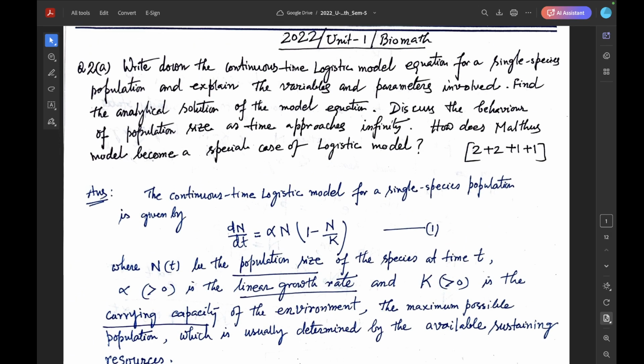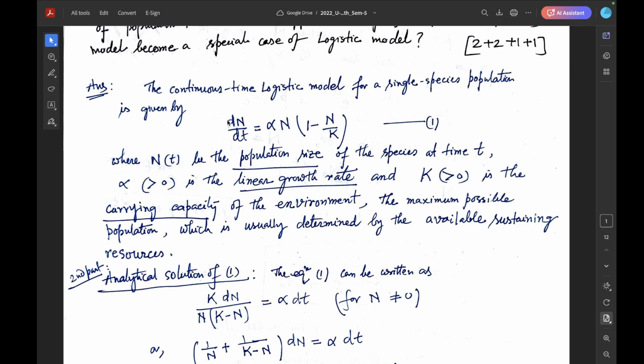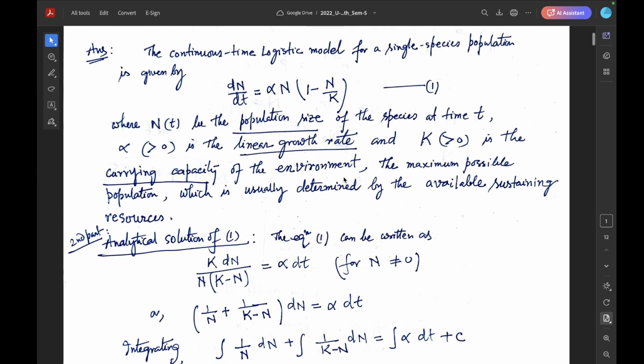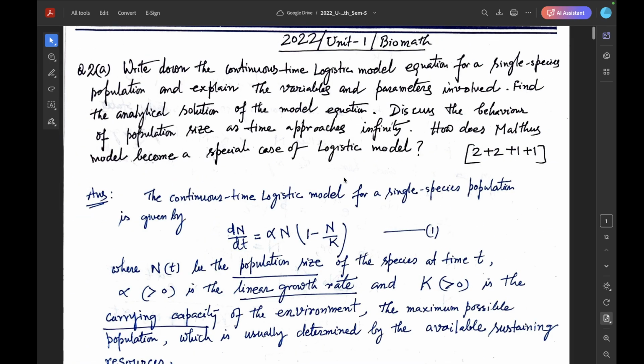This is the first part: write down the continuous time logistic model equation for a single species population, and explain the variables and parameters. Here N is the dependent variable, and t is the independent variable, and alpha is a parameter, and K, the carrying capacity, is also a parameter. Next, find the analytical solution of the model.